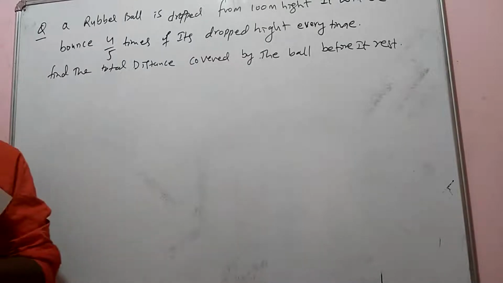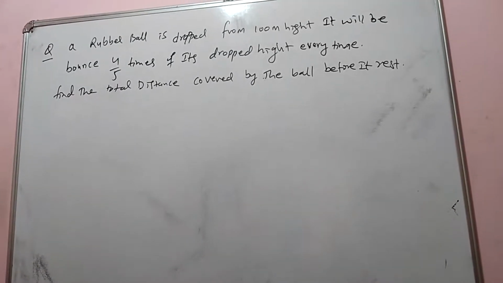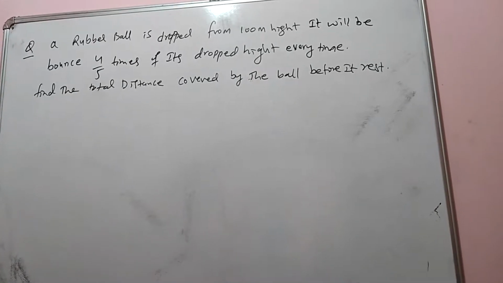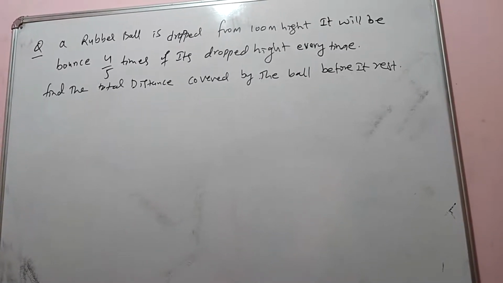Hello, dear students. Let us solve this question. Is it clear now? A rubber ball is dropped from 100 meters height. It will bounce 4/5 times of its dropped height every time. Find the total distance covered by the ball before it rests.